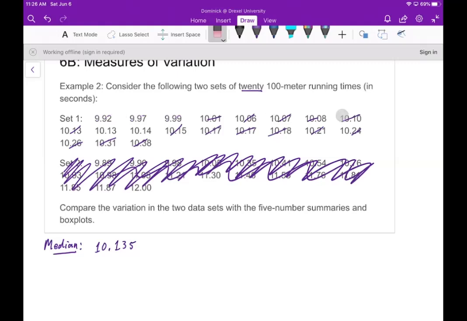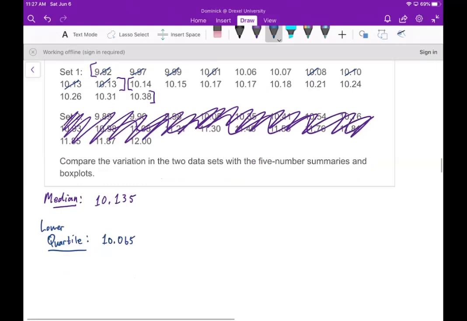So now I'm going to have this as one data set and this as the other data set. And we can now find the median of those two. All right, so if I do the first one, that will be my lower quartile. So if I find the median of this data set, I'm going to go low, high, low, high, low, high, low, high. And then we're left with 10.06 and 10.07. So it looks like my lower quartile is 10.065. All right, and then do the same thing for upper.